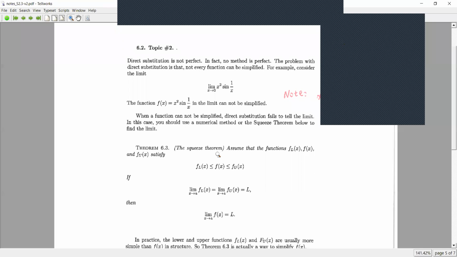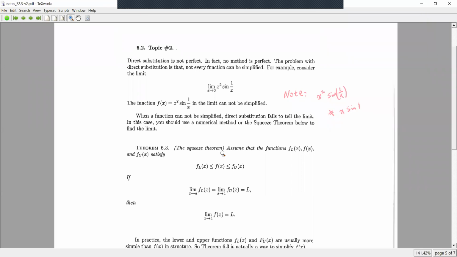The squeeze theorem is easy to understand if you plot a diagram about the theorem. Assume that we have 3 functions, FL, F, and FU. These functions satisfy these 2 inequalities. Because this relation among the functions looks like a sandwich, some people like to call this theorem the sandwich theorem.